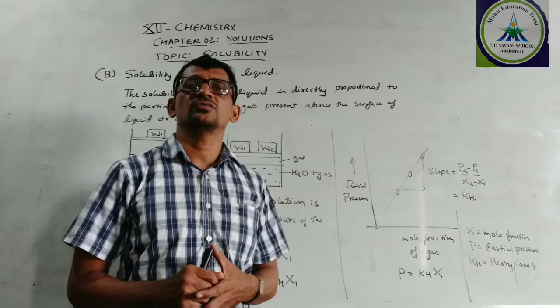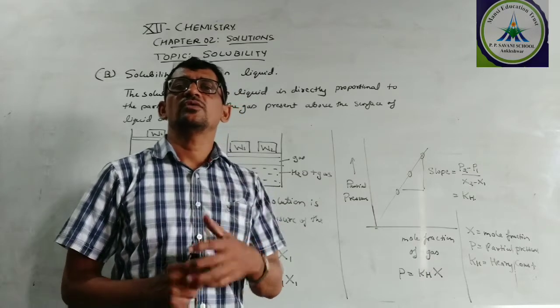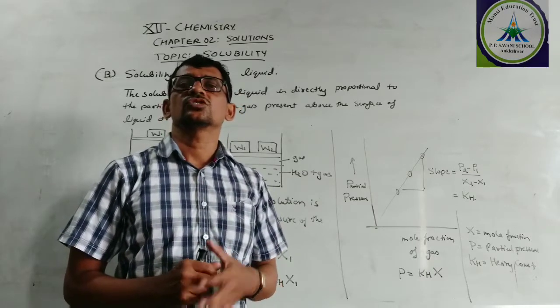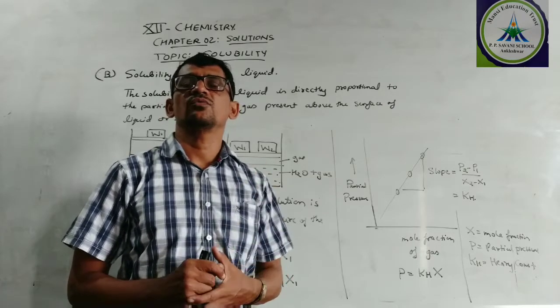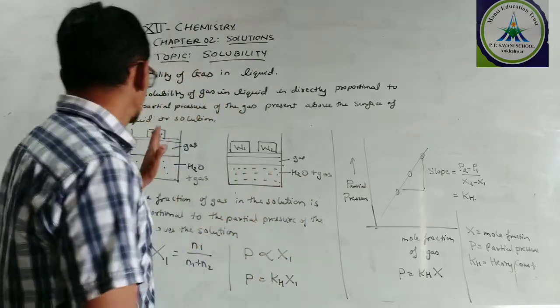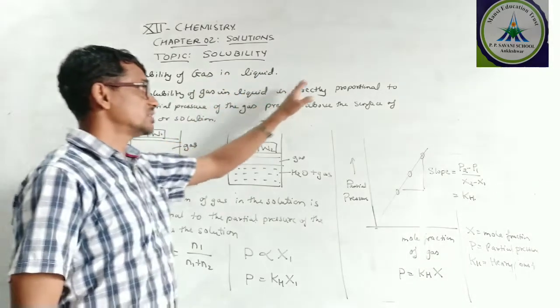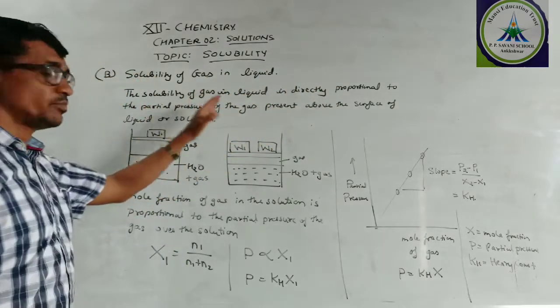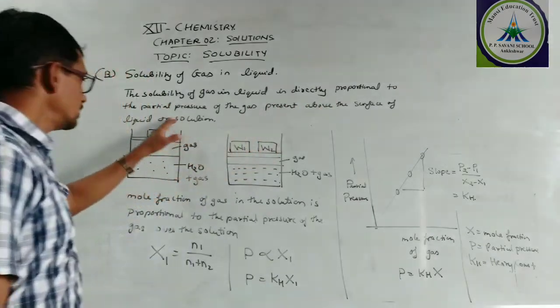And the first case which we discussed, that is salt added in water, means a non-volatile solute is added in a volatile solvent. Then we have to apply Raoult's law. On the topic of solubility of gas in liquid: solubility of gas in liquid is directly proportional to the partial pressure of the gas on the surface of the liquid.